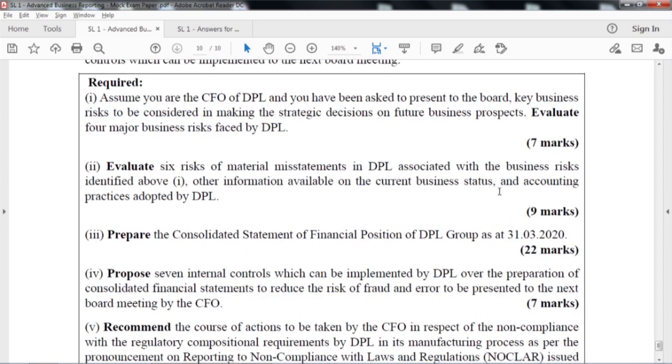Now, 50 marks, so we have to take it carefully. So, the first question, assuming you are the CFO and you have been asked by the board to present key business risk. This is what I stress, risk is a central part of your subject, and you are supposed to identify key business risk that is relevant in making strategic decisions on future business and evaluate. See the action verb, you need to be mindful. The action verb evaluate means you are not just writing a theory answer, but you are exercising your judgment to explain the answer.